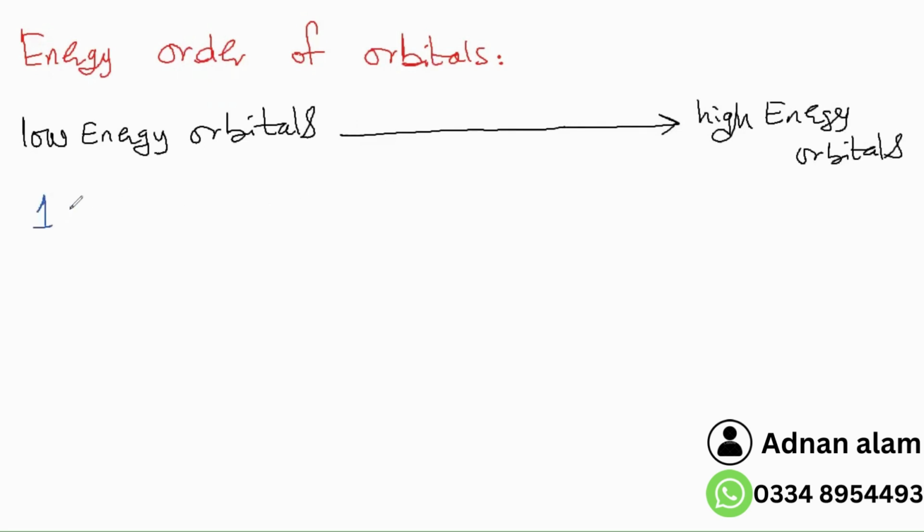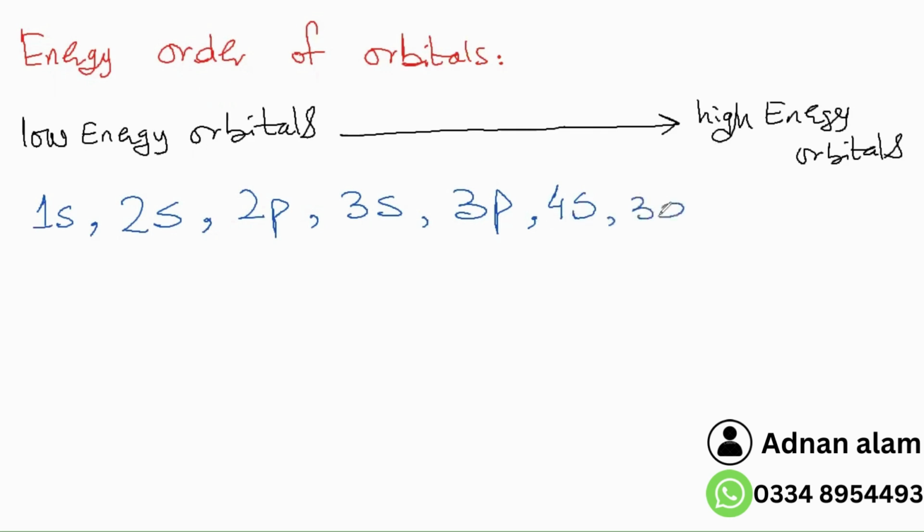The lowest energy orbital is this one, 1s. So the 1s orbital has the lowest energy. Then comes 2s. Then comes 2p. Then comes 3s. Then comes 3p. And after 3p on the energy axis, the energy order is for 4s. So on the axis, 4s comes after 3p, and then comes 3d.